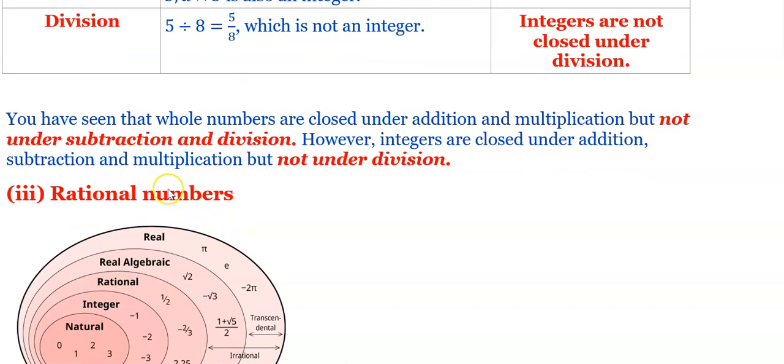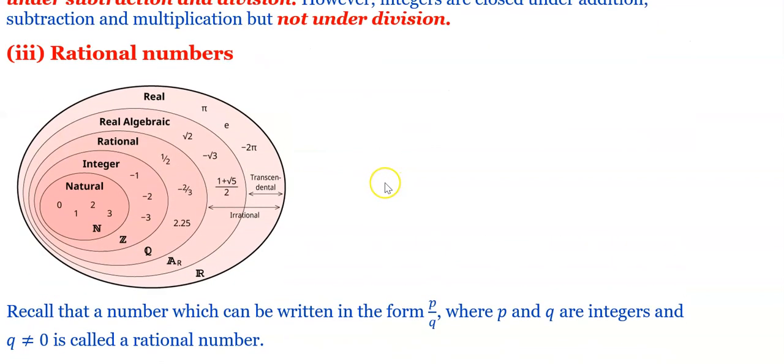Okay. Now see this here. You have seen that the whole numbers are closed under addition and multiplication, but not under subtraction and division. However, integers are closed under addition, subtraction, multiplication, but not division. Okay. Now the set of rational numbers. See this here. First of all, this is natural numbers. Then the next is integers, then rational numbers.